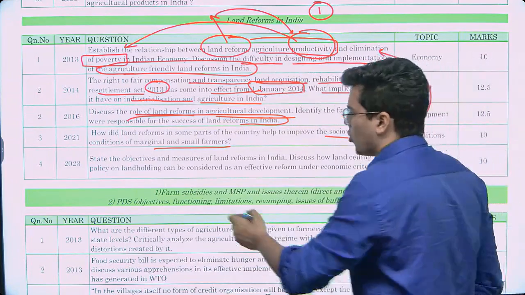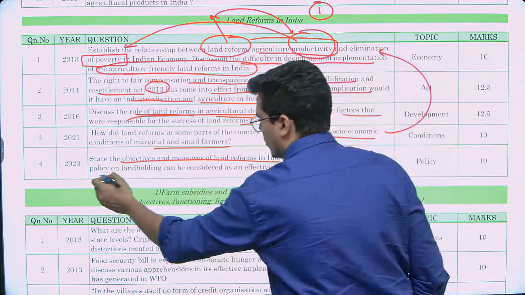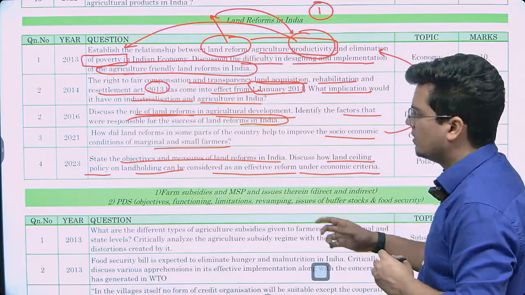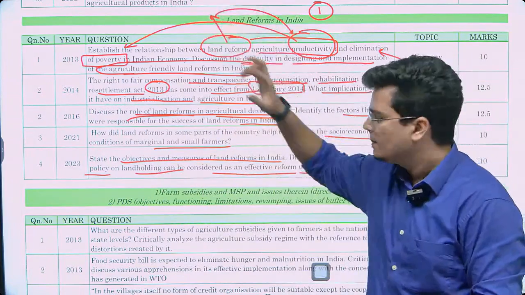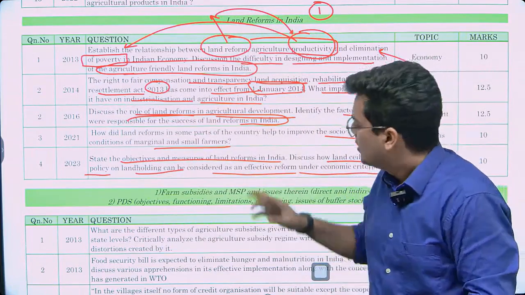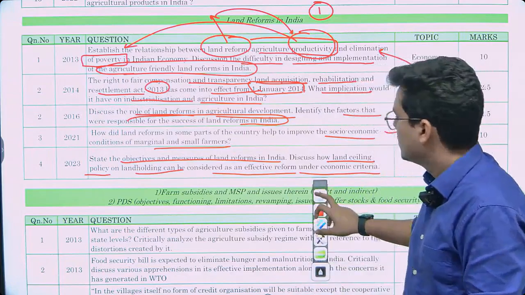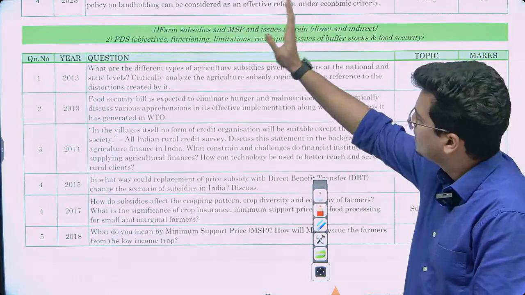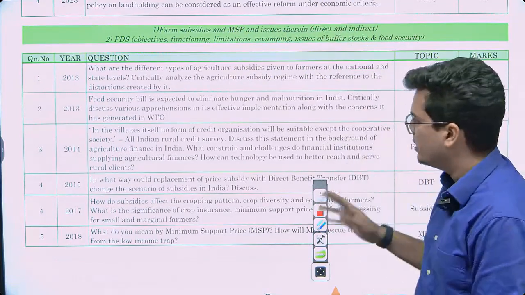Then objectives and measures of land reforms in India. How land ceiling policy on land holding can be considered an effective reform under economic criteria. Again, objectives and measures of land reforms, right? So same question. इन्हीं measures में एक measure जो हम आज भी पढ़ेंगे वो होता है land ceiling. Land ceiling क्यों effective था? This was asked. Then the next block is farm subsidies and MSP, PDS, buffer stocks, food security. Food security पे हम दो question ऊपर भी देख चुके हैं, आगे देखते हैं.